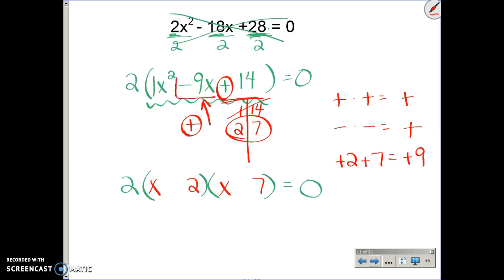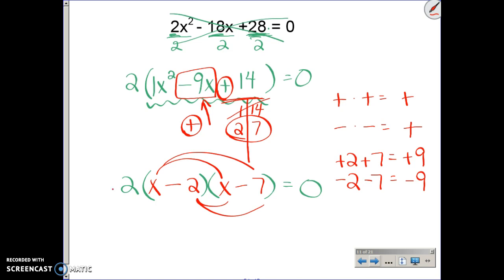Well, I'm trying to get a negative 9. Negative 2 minus 7, well, that gets me negative 9. So that means both of these signs have to be negative. Awesome. Problem done. Again, if you wanted to check, you could FOIL it out and then multiply everything by 2. You should get back to your original answer.